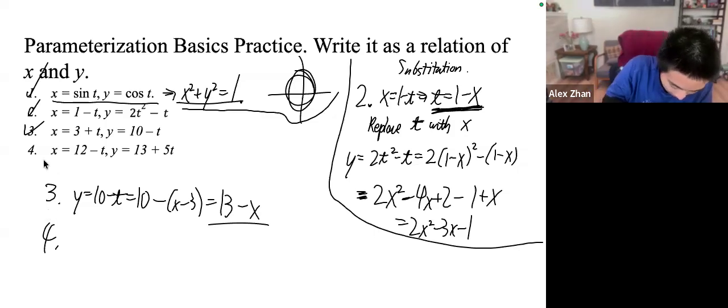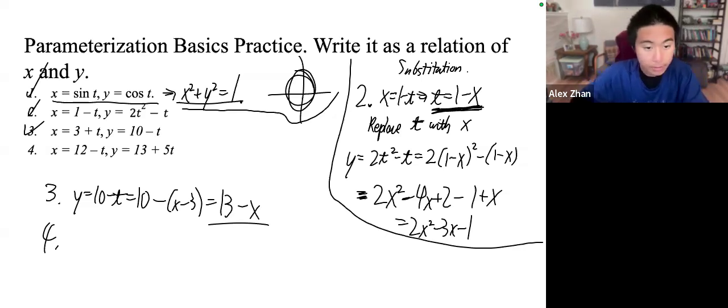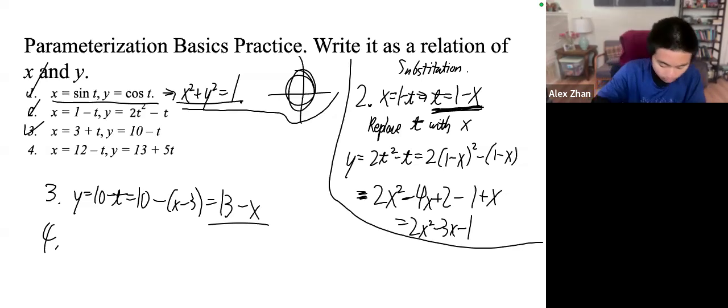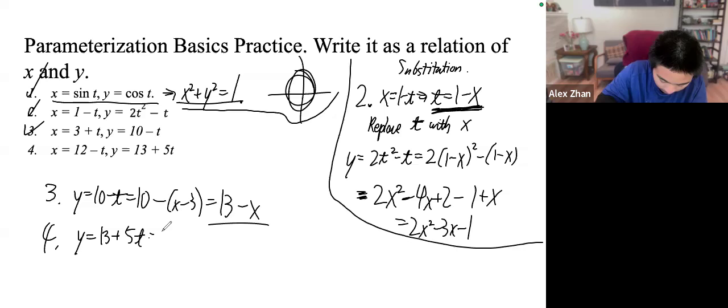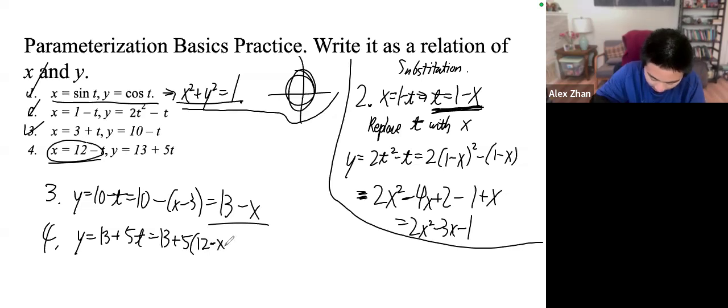Okay, yeah. And then for problem four, does anyone else have any other answers for this one? It's still the same substitution method. Oh, okay. So we have y equals 13 plus 5t. Well, first of all, you know that t can be written as 12 minus x when you change this equation around. So t is equal to 12 minus x, and that is equal to 73 minus 5x.